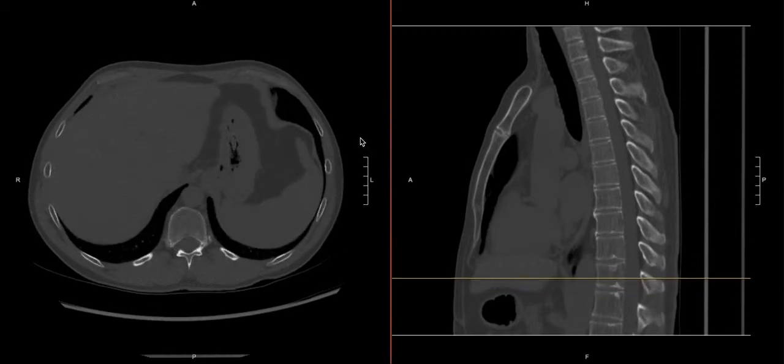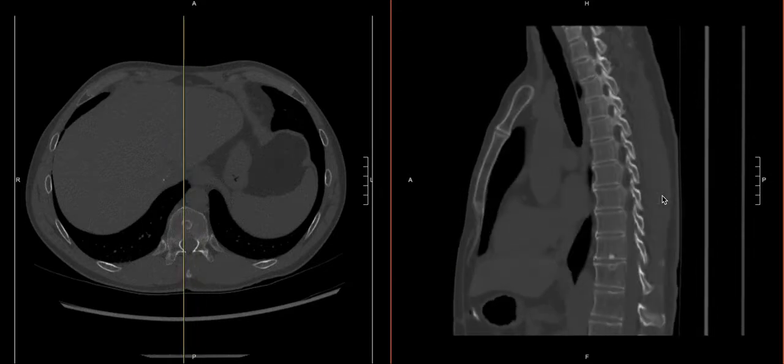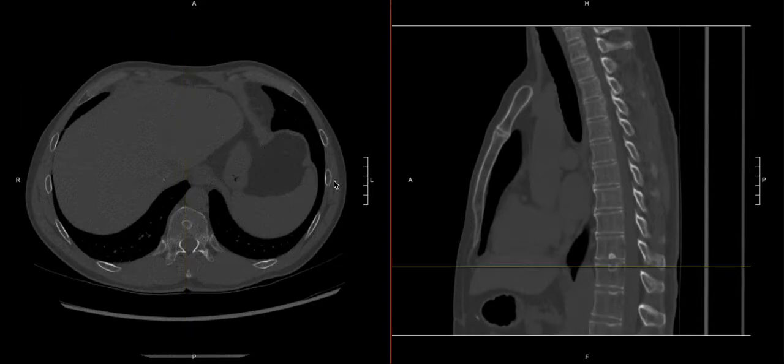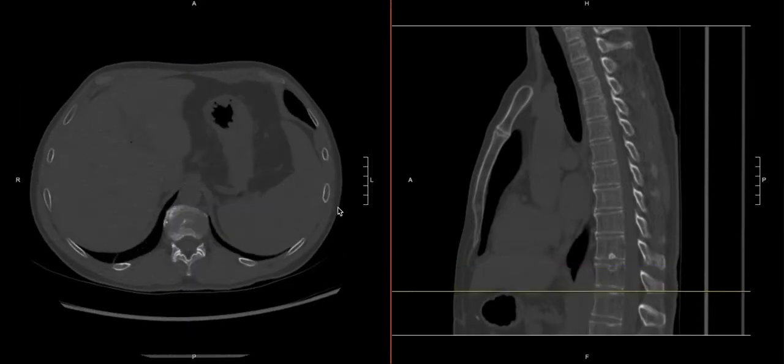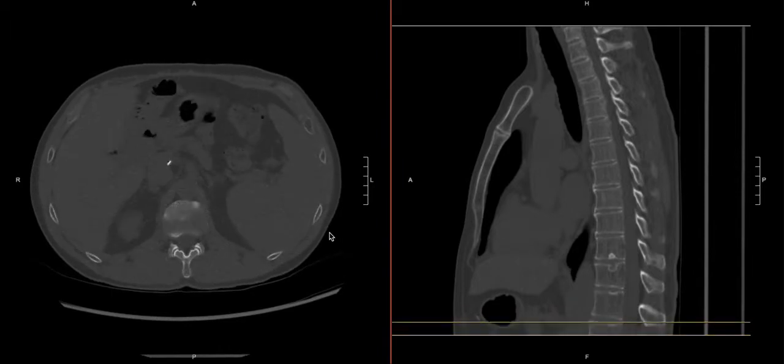And then here we have, we'll kind of co-localize here, but here we have a Schmorl's node. So again, not of clinical significance. So we'll blow past some of these things. So we just look through, but again, you see that there are these sclerotic lesions.